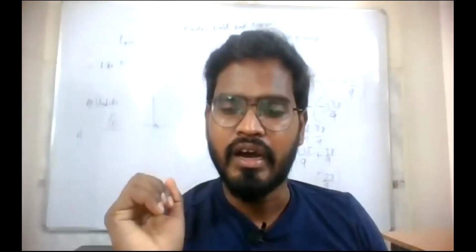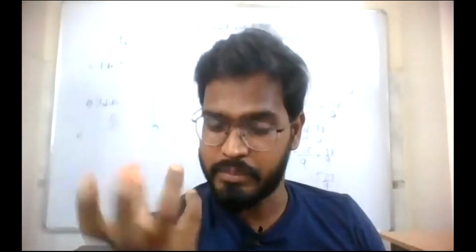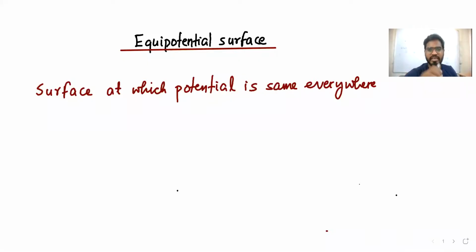Let's see, by the name itself, equipotential. Equi means what? Same. Potential means voltage, and surface means such types of surface where potential is going to be the same. A surface at which potential is the same everywhere is known as an equipotential surface.